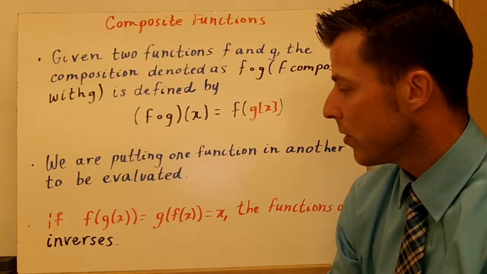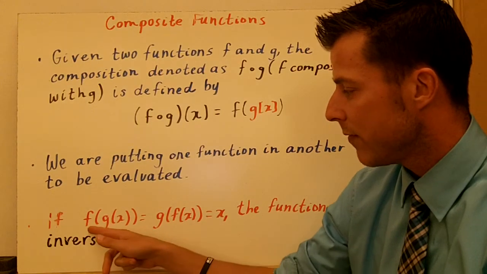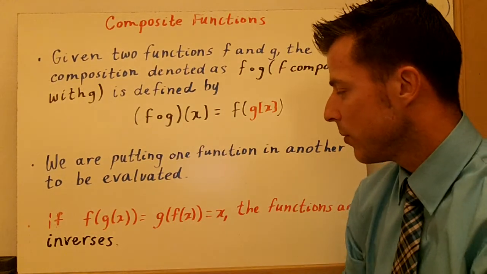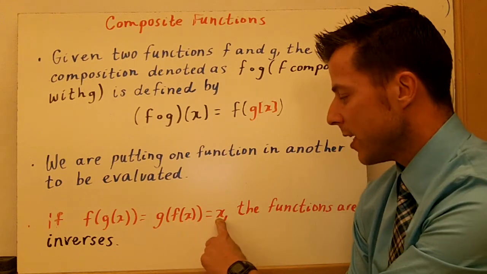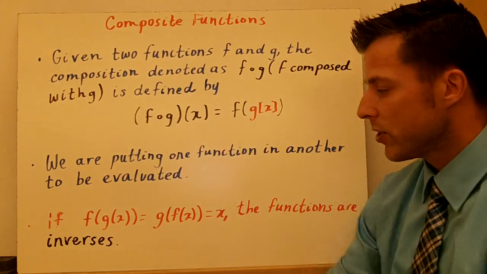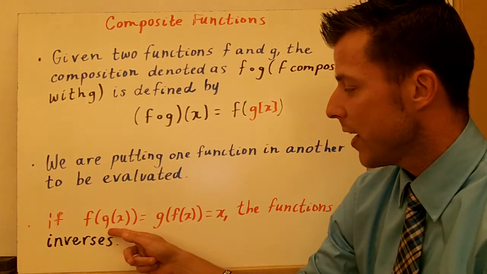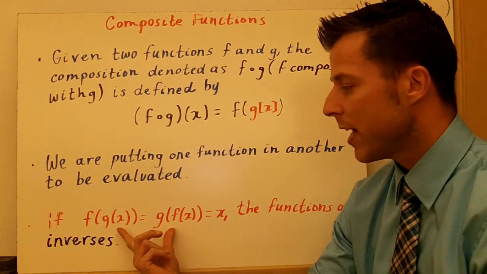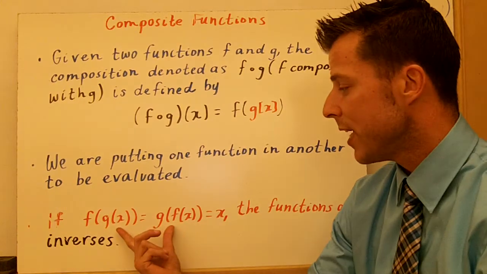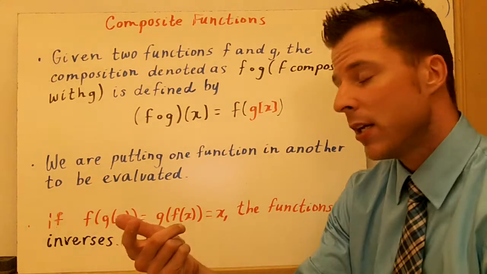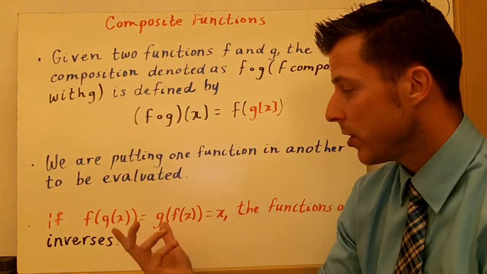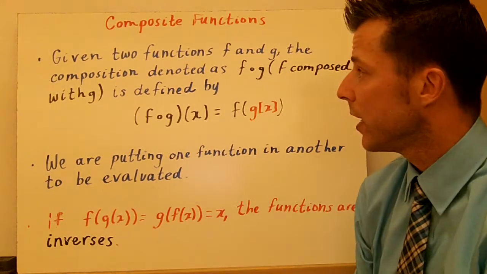And one thing you've got to notice when we talk about inverses later on: if f of g of x is equal to g of f of x and they both equal x, the functions are inverses. So you've got to be really careful. f of g of x and g of f of x are not necessarily the same. They're not like the commutative property where you flip and you're going to get the same result. So you've got to be very careful of that.